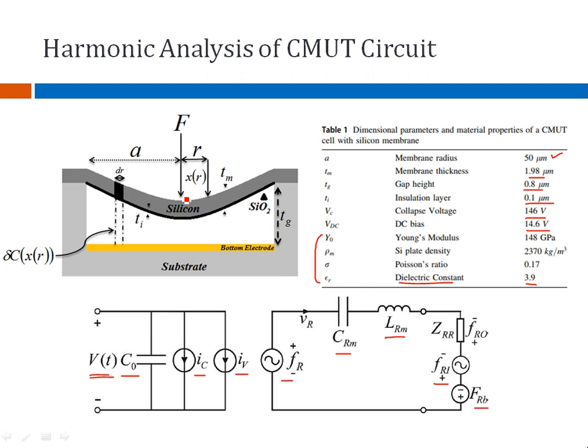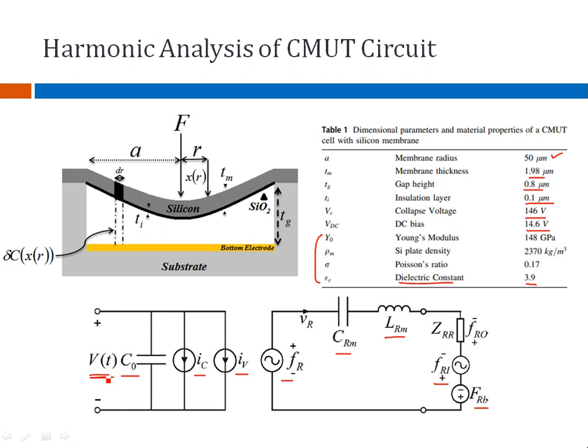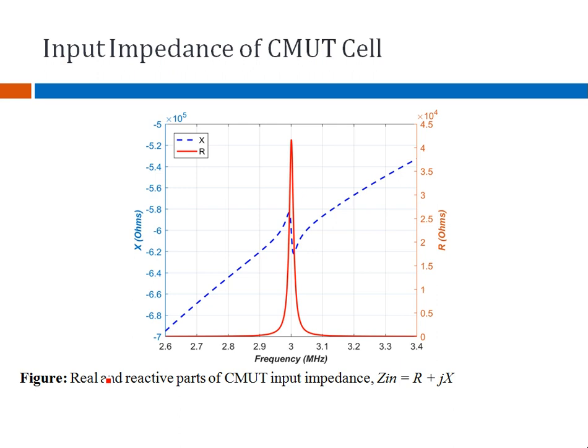Once these lumped elements are defined in terms of geometrical parameters and the voltage signal is applied, this circuit is set up in a circuit simulator. If you apply a voltage source of a certain amplitude and sweep the frequency, you can get the input impedance of a CMUT cell. For example, the frequency for these geometrical parameters is swept from 2.6 megahertz to 3.4 megahertz, and the resonance is recorded at 3 megahertz.